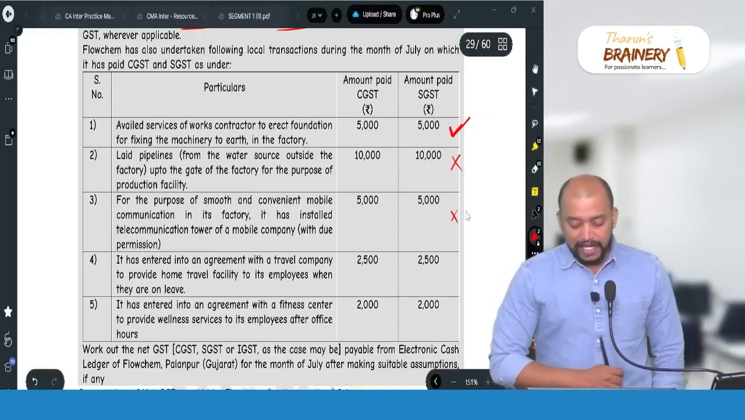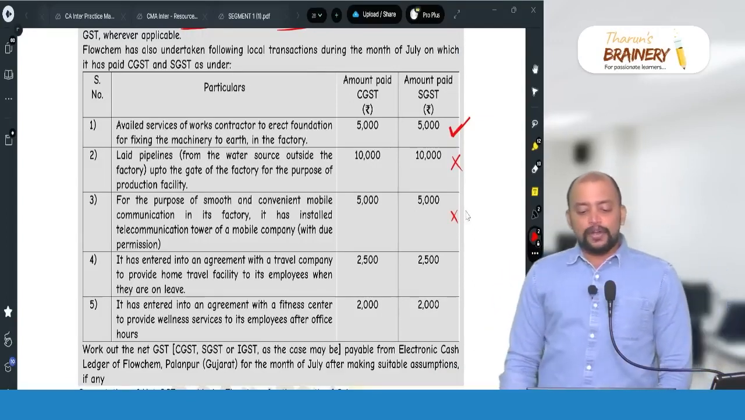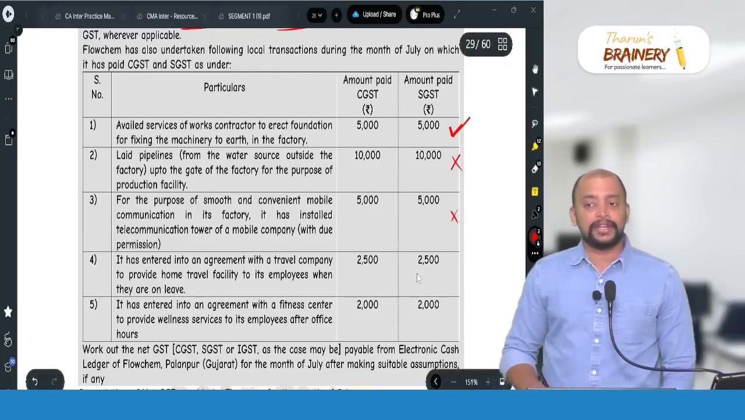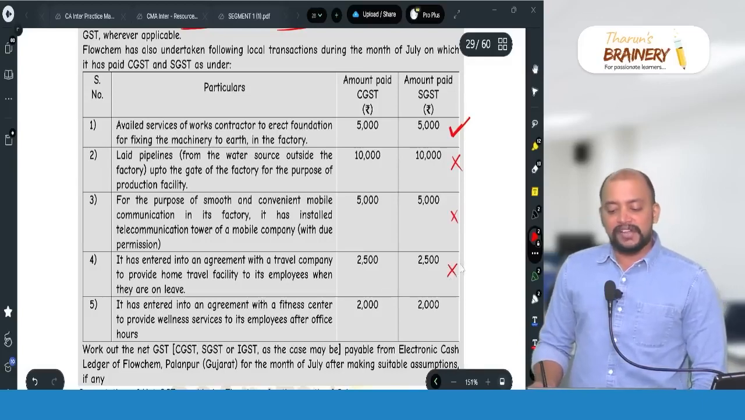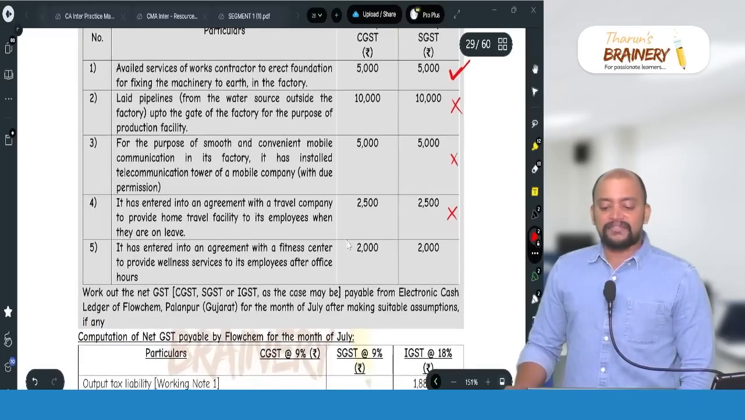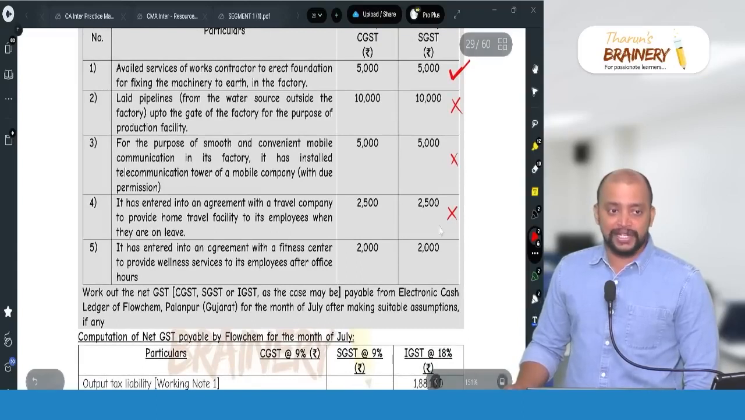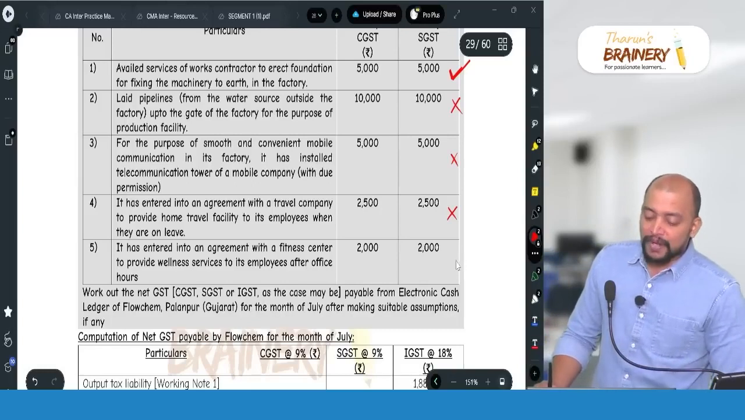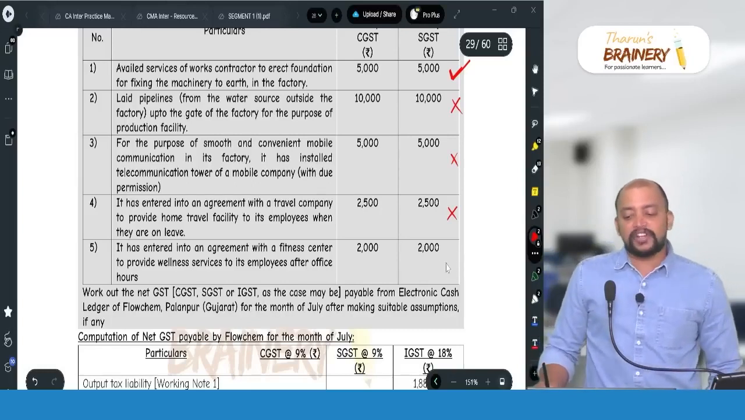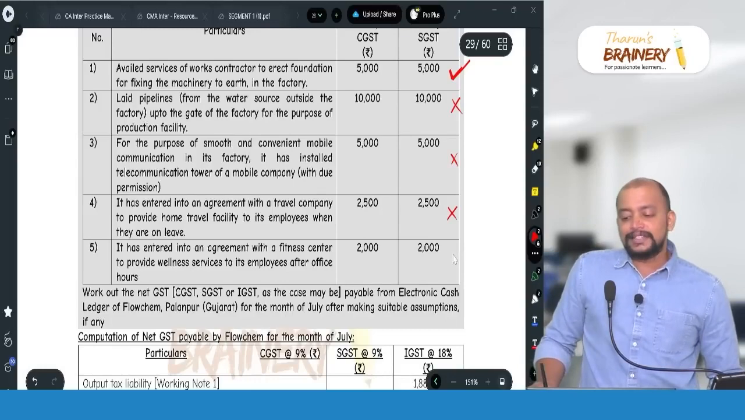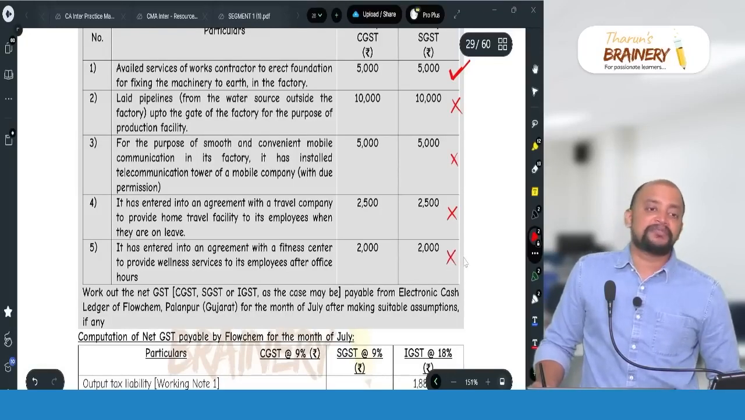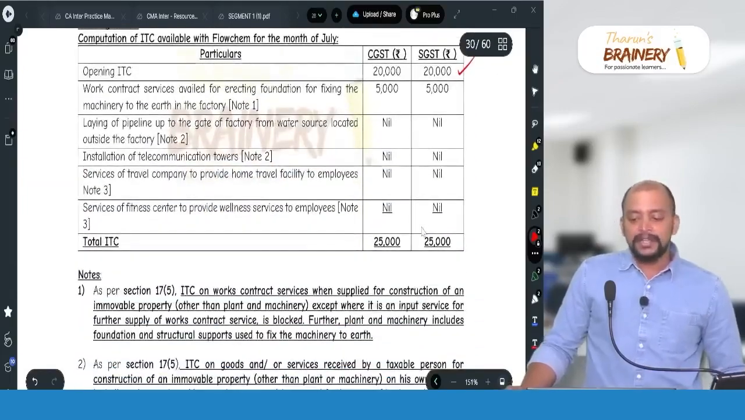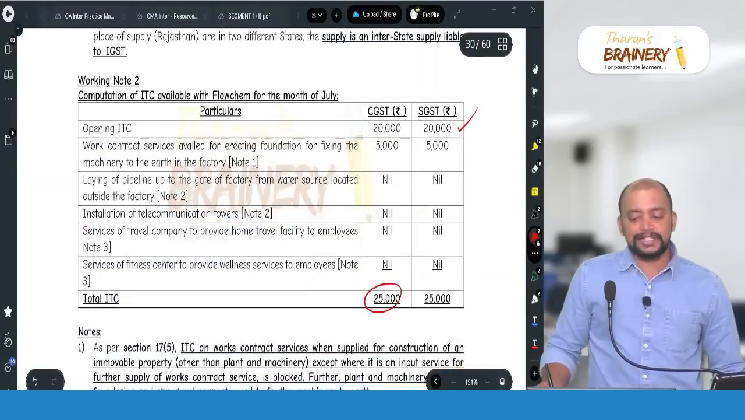It has entered into an agreement with a travel company to provide home travel facility to its employees on vacation. Is it under a statutory obligation? No. So home travel or leave travel concession, travel benefits extended to employees on vacation, ITC not available. It has entered into an agreement with a fitness center to provide wellness service to its employees after office hours. This is also not under statutory obligation. Membership of a club, health and fitness center, ITC not available. Only 5,000 and 5,000, so CGST, SGST, 25,000 is the ITC.